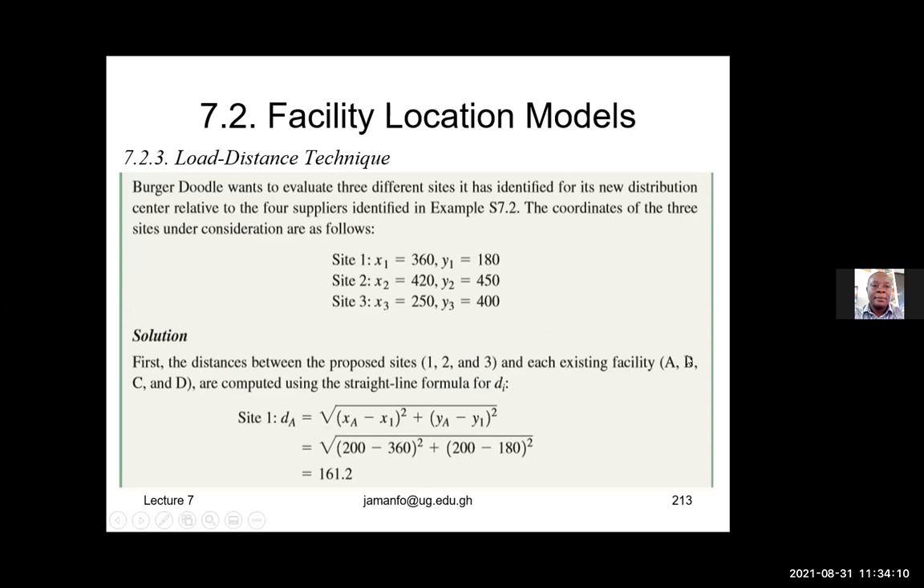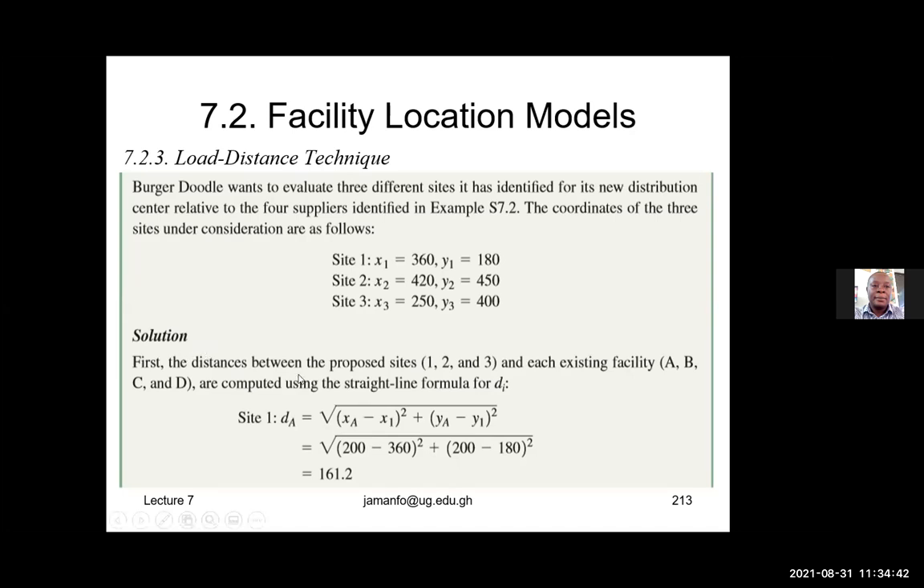We'll find the distance between B and site 1. We'll find the distance between C and site 1. We find the distance between D and site 1. When we are done with site 2, we find the distance between A and site 2, then B and site 2, then C and D and site 2. When we are done, then we come to site 3. So assuming we have 10 sites here, you have to do them all, one by one.